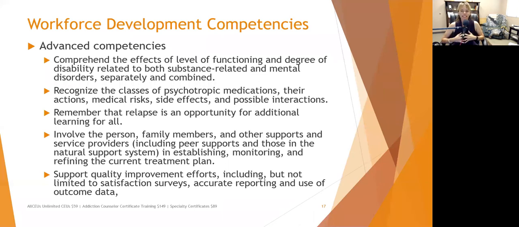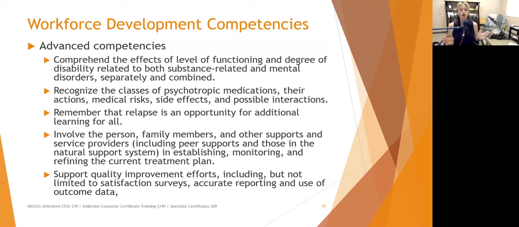You need to recognize classes of psychotropic medications, their actions, medical risks, side effects, and possible interactions. For example, opiates and LSD increase the level of serotonin. If the person increases serotonin too much, they can precipitate a serotonin syndrome, which is a life-threatening condition.